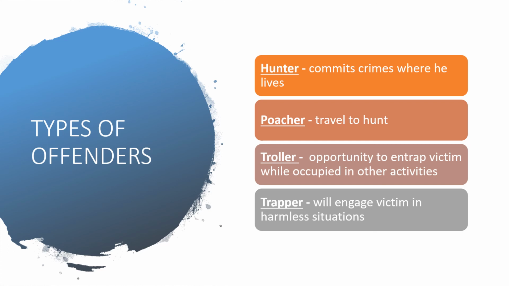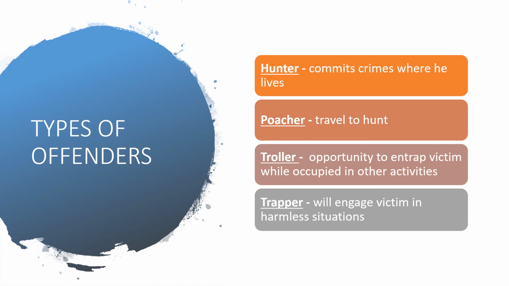The first is the hunter. The hunter is one who singles out a specific victim without leaving his or her home territory. In other words, he generally commits crimes where he lives. Then we have the poacher, who travels out of his home territory to hunt for victims. You have to love that term.